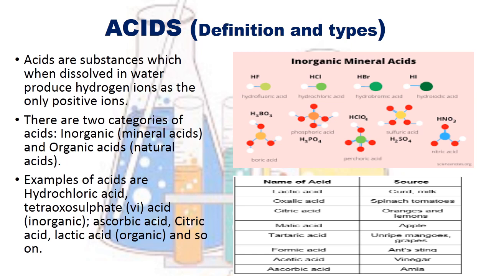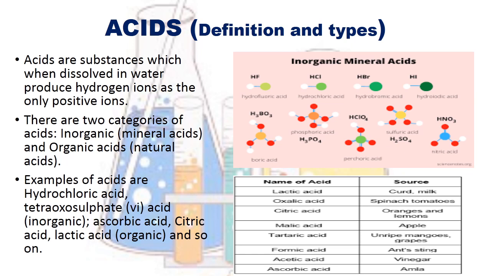Now moving ahead, we'll start with acids. Acids are substances which, when dissolved in water, produce hydrogen ions as the only positive ions. There are two categories of acids. We have inorganic or mineral acids, and we have the organic acids, also known as natural acids.